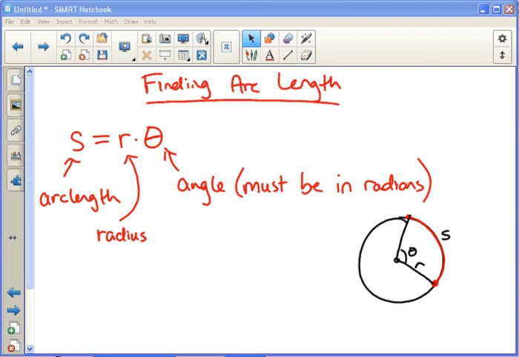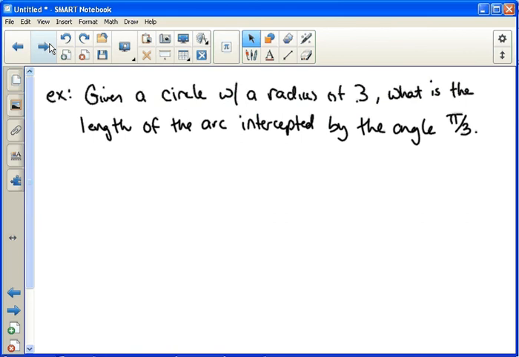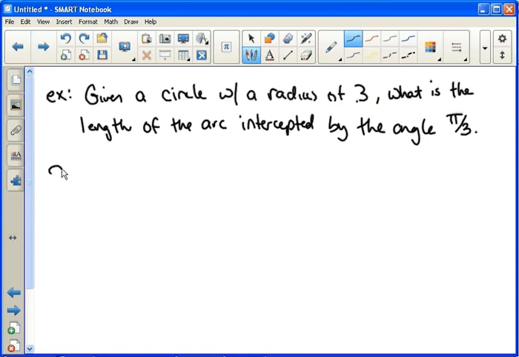So first, given a circle with a radius of 3, what is the length of the arc intercepted by the angle pi over 3? So our equation is S equals R theta, and they want us to find the arc. It says, what is the length of the arc? So S is what we're searching for, so I'll just rewrite S, because that's what we're looking for. The radius is 3, so I'll plug 3 in for R. And theta is pi over 3, so I plug that in there. Well, 3 times pi over 3, the 3's just cancel, and we get pi. So the length of that is pi. Our arc length is pi.